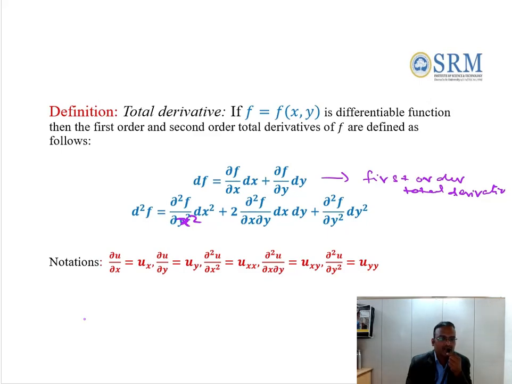There are some notations which we are going to use frequently. Let us denote ∂u/∂x simply as ux. Similarly, ∂u/∂y is equal to uy. Similarly, the second derivative ∂²u/∂x² is uxx, ∂²u/∂x∂y is uxy, and ∂²u/∂y² is equal to uyy. Sometimes we will be using some other notation instead of u. We will be using g or f or h, something else.